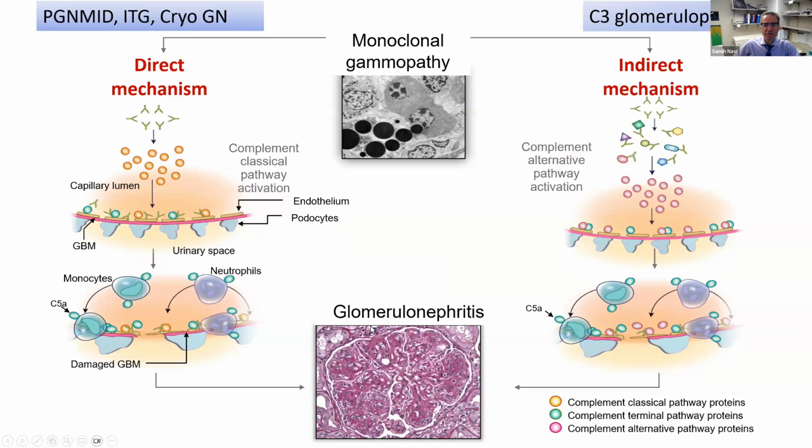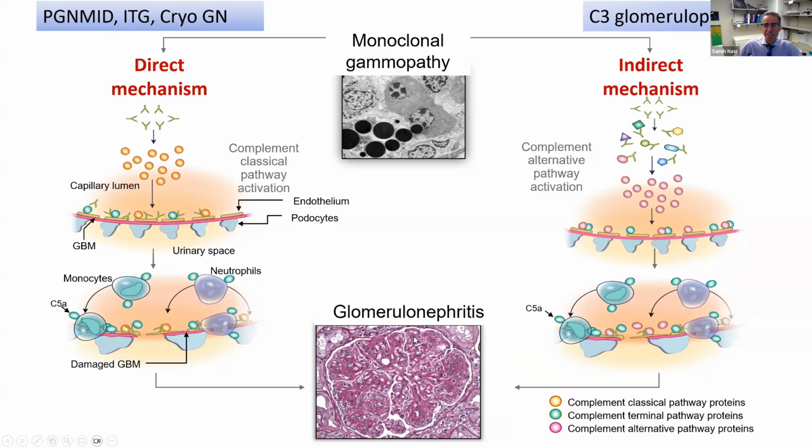In the case of glomerulonephritis, the monoclonal immunoglobulin, which is usually an intact immunoglobulin with both heavy and light chain, can cause glomerulonephritis by two mechanisms. A direct mechanism due to its size and physicochemical characteristics: it gets entrapped in the glomeruli and activates the classical and possibly the lectin pathway. This complement activation causes influx of inflammatory cells, glomerular hypercellularity, damaged GBM, and ultimately glomerulonephritis. And this is likely the case in PGNMID, immunotactoid GN, and cryo-GN.